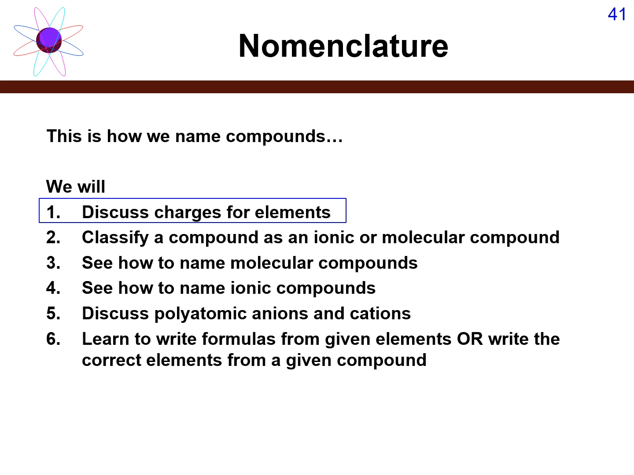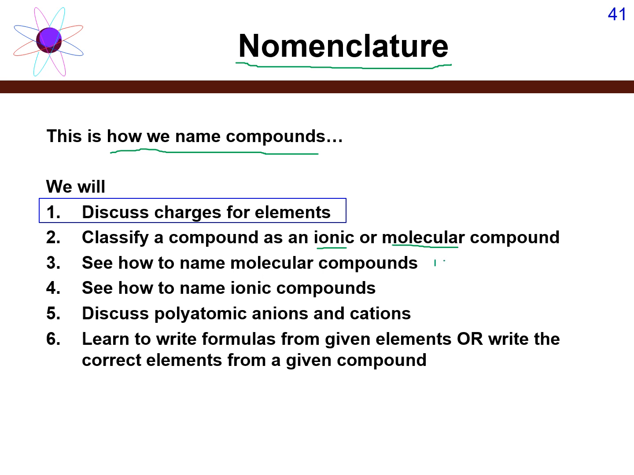Okay, now we're going to switch directions completely, and we're going to talk about nomenclature. And this is how we name compounds. What we're going to do is first discuss charges for elements. We need to look back at the periodic table, and I'm going to show you some trends from that periodic table as to what the charges are for elements if they do become an ion. Number 2, we're going to classify a compound as either ionic or molecular. Number 3, we're going to see how to name molecular compounds. Number 4, we're going to see how to name ionic compounds.